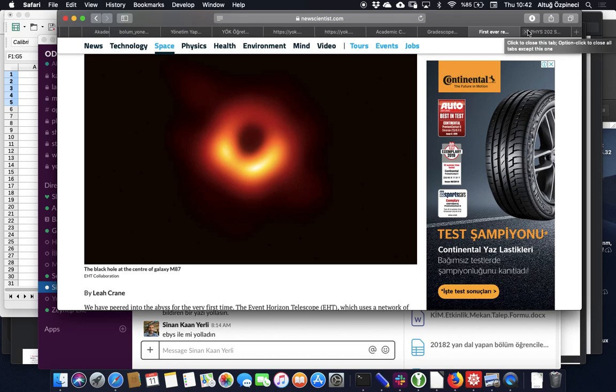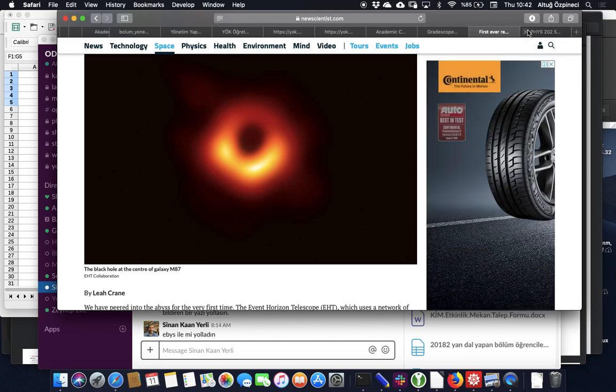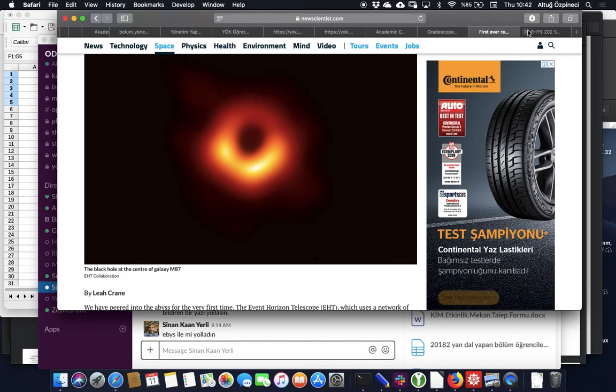Have you seen this image? Do you know the size of the dish used to view this black hole? The size of the telescope. The size of Earth. It was a huge dish with many holes. So it's one of the greatest achievements, probably.